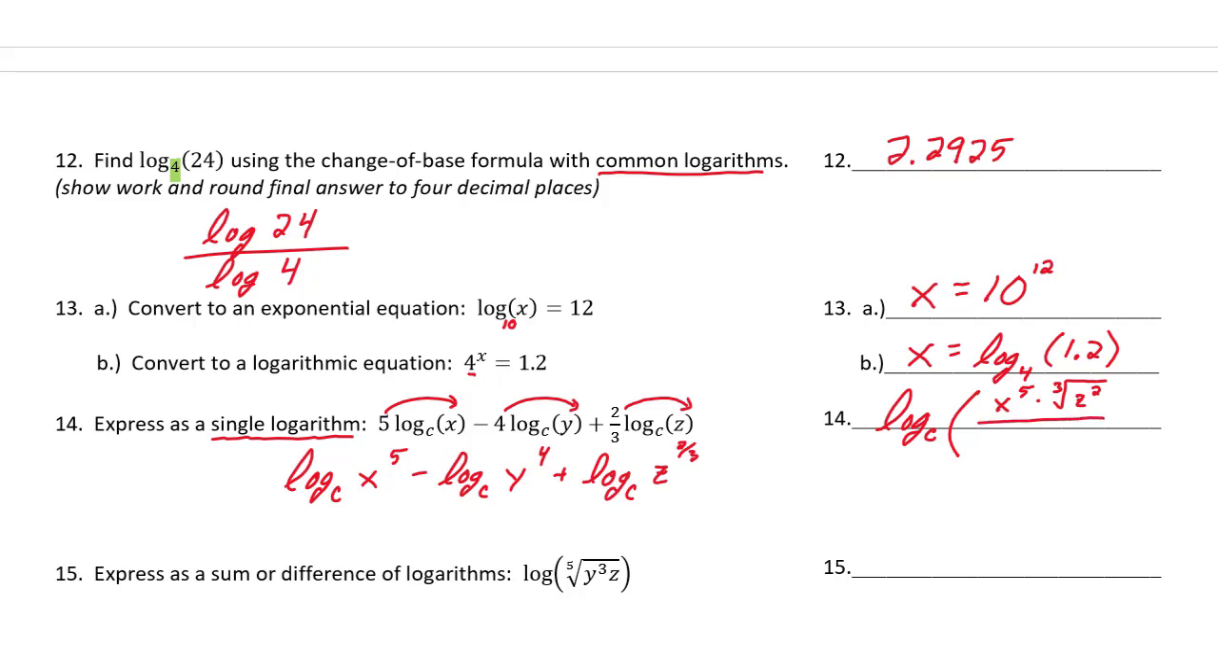Then it would be all over whatever is negative. In this case there was only one term that was negative or had a minus in front of it, so there's only going to be one thing in the denominator, which is the y to the 4th.